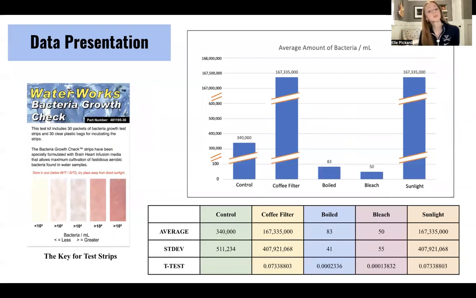The graph is the mean results for each group, and the indicated orange breaks scale the graph accordingly. As you can see, the control group had 340,000 bacteria per milliliter. The coffee filter and sunlight groups had a little over 167 million bacteria per milliliter. The boil group had 83 bacteria per milliliter, and the bleach group had 50 bacteria per milliliter. The chart below indicates averages, standard deviations, and individual t-test results compared to the control for each group.